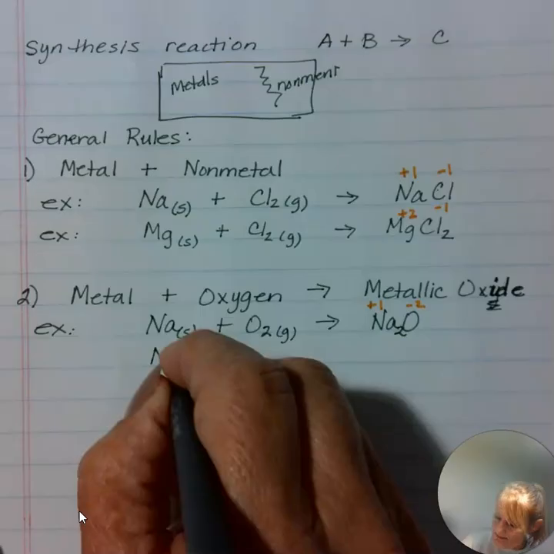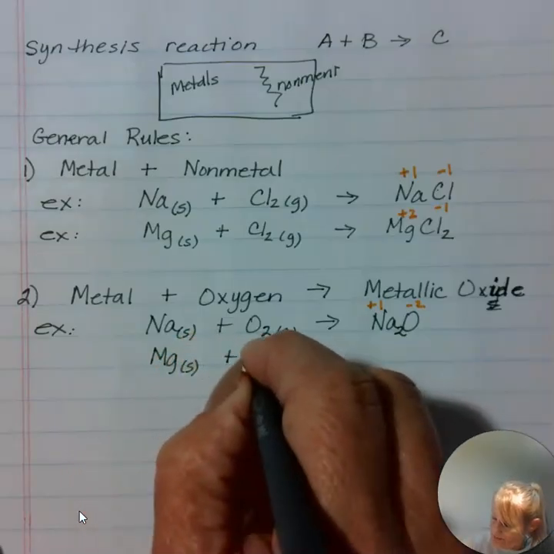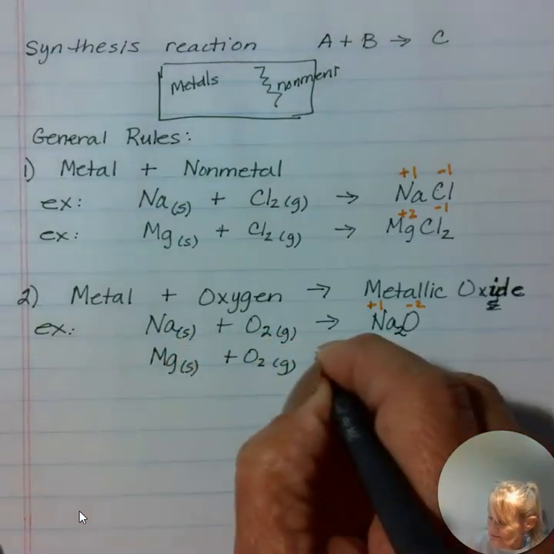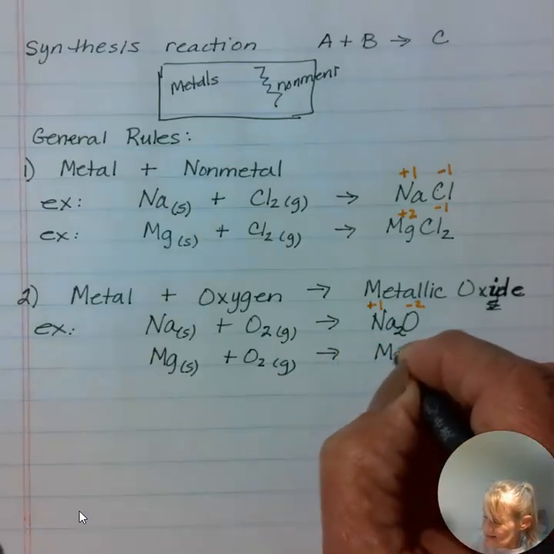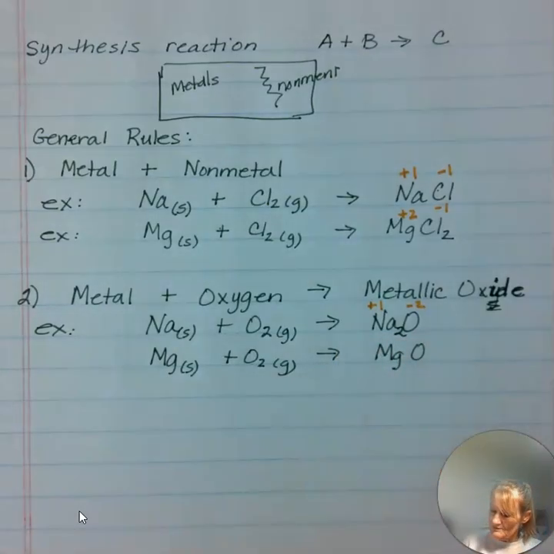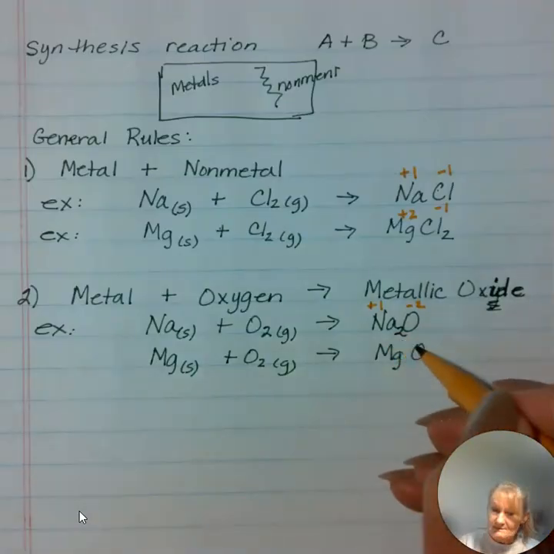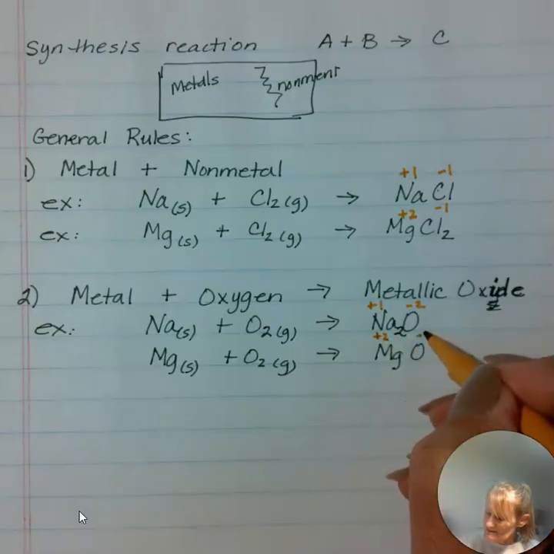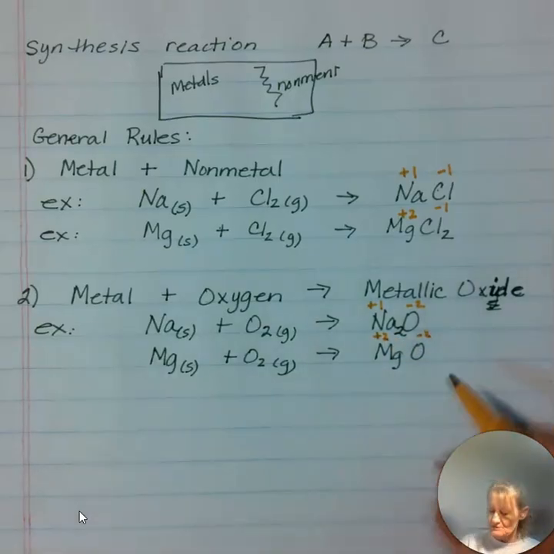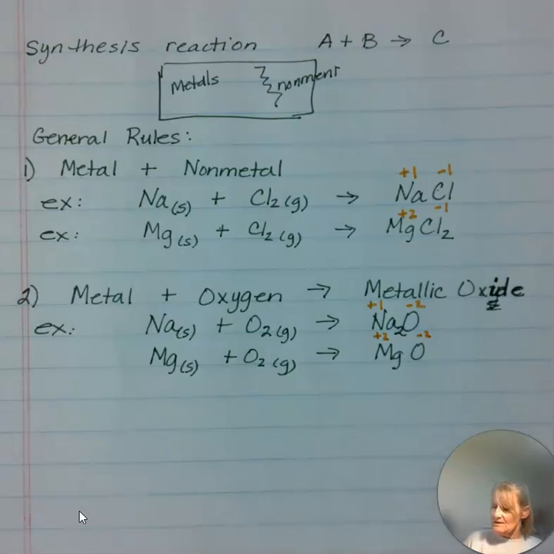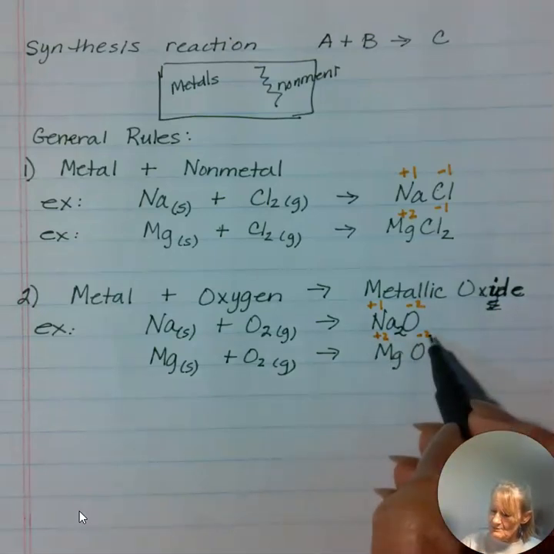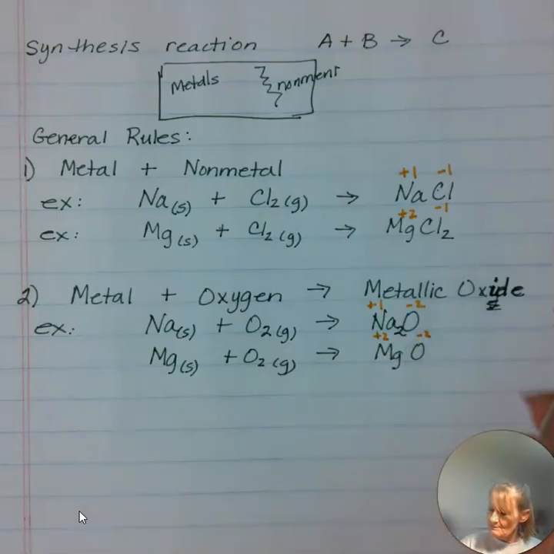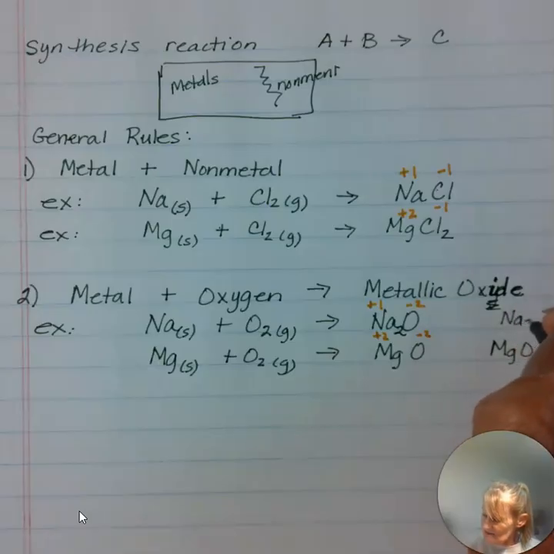I'm going to use magnesium again, combined with oxygen. And again, I'm going to bring my magnesium over, I'm going to bring my oxygen over, and I'm going to check my charges. So look at your periodic table. Magnesium's a +2, oxygen's a -2, so I don't need any subscripts on there. So I'm done. Now, I might back up and say, remember, these numbers are really not supposed to be written up above there. It should just be MgO and Na2O.